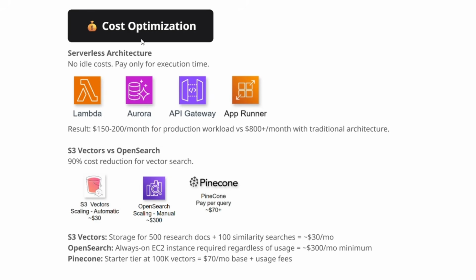Alright, here are some of the cost optimization strategies that I used for building this project. Firstly, I used a serverless architecture so that we don't pay for idle infrastructure, we only pay when the system actually runs. And for vector search, I used S3 based storage instead of open source options and Pinecone, which reduces the cost by nearly 90%.